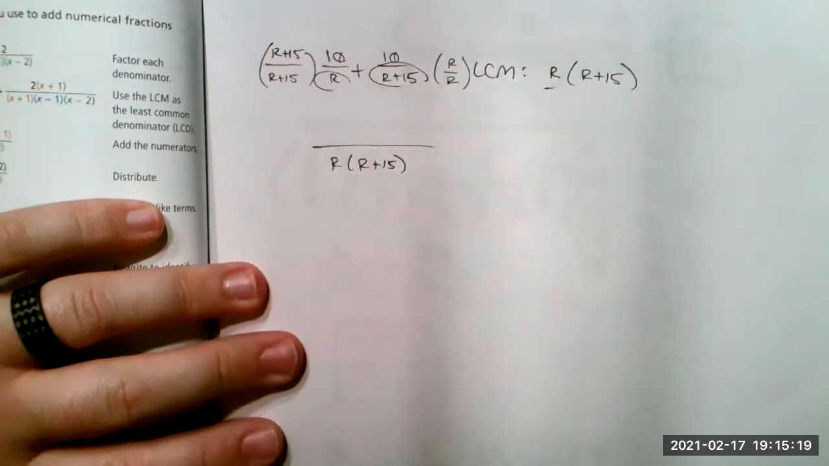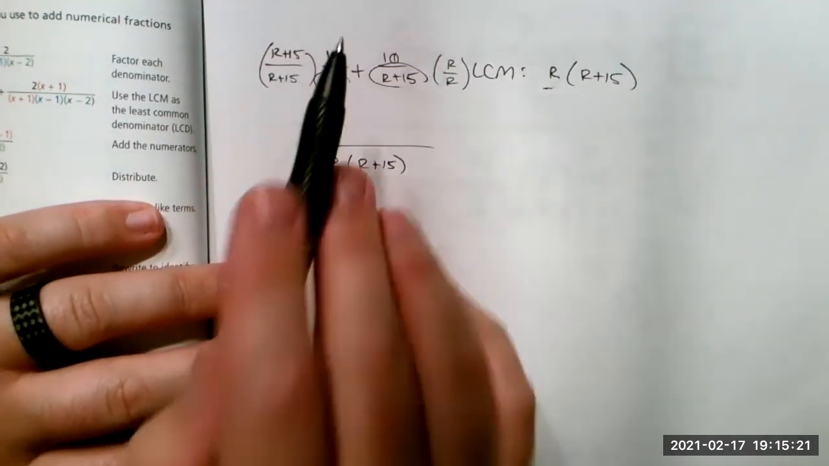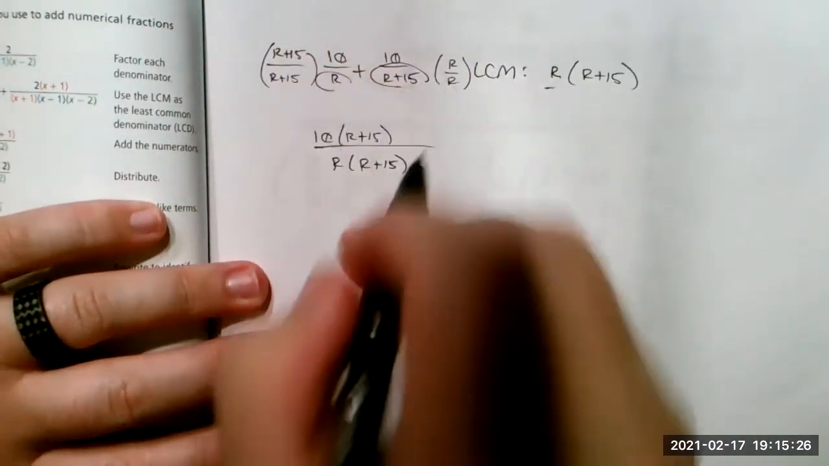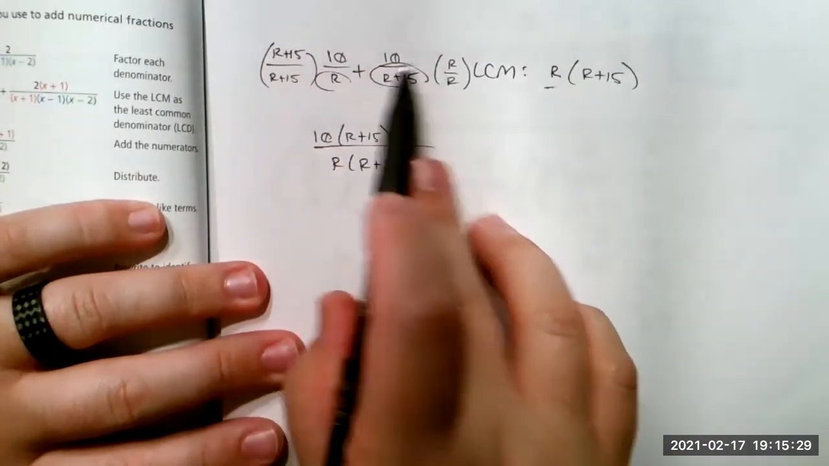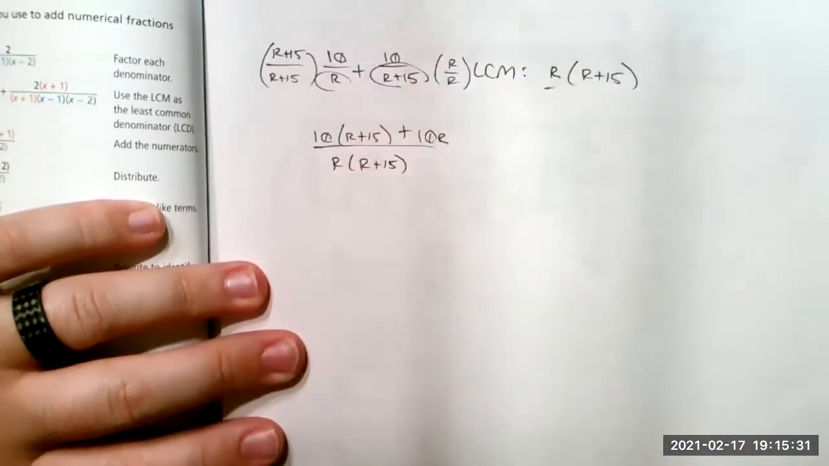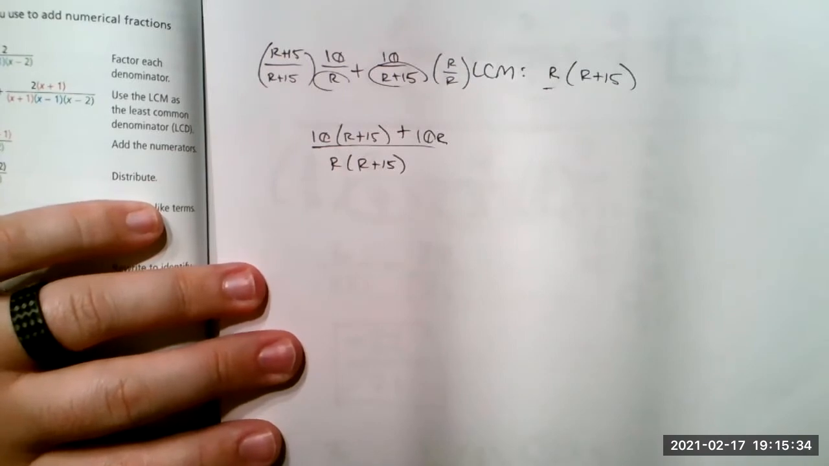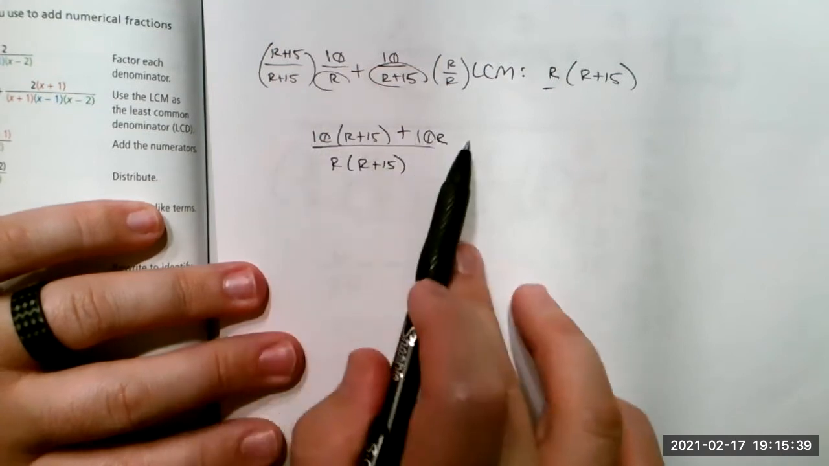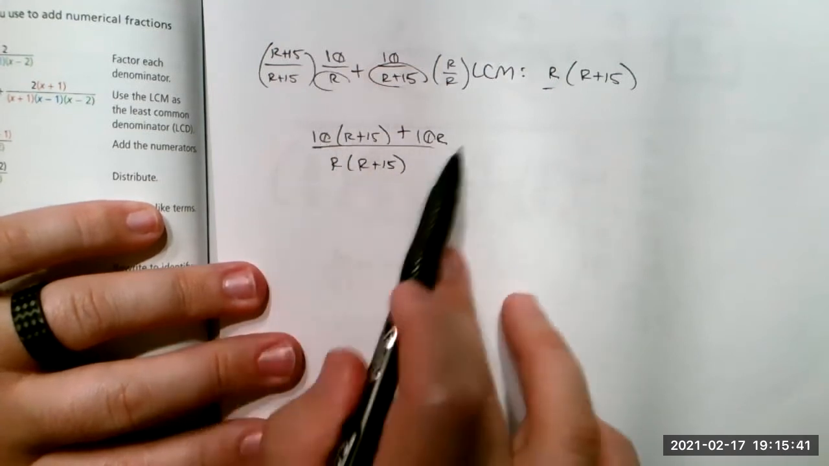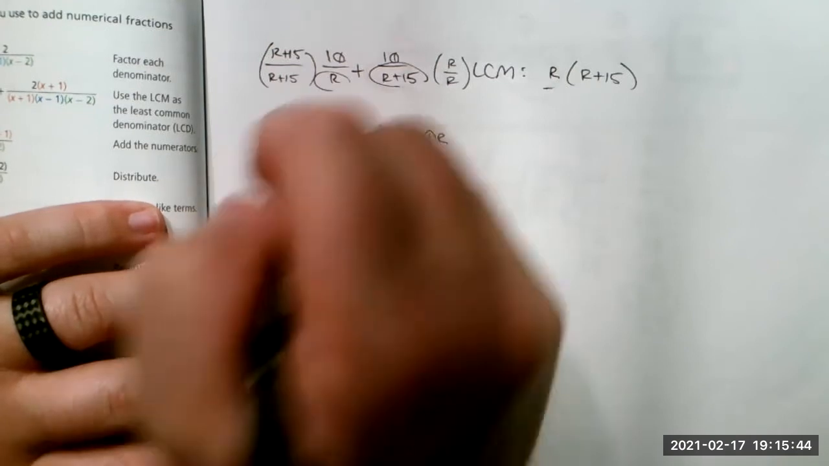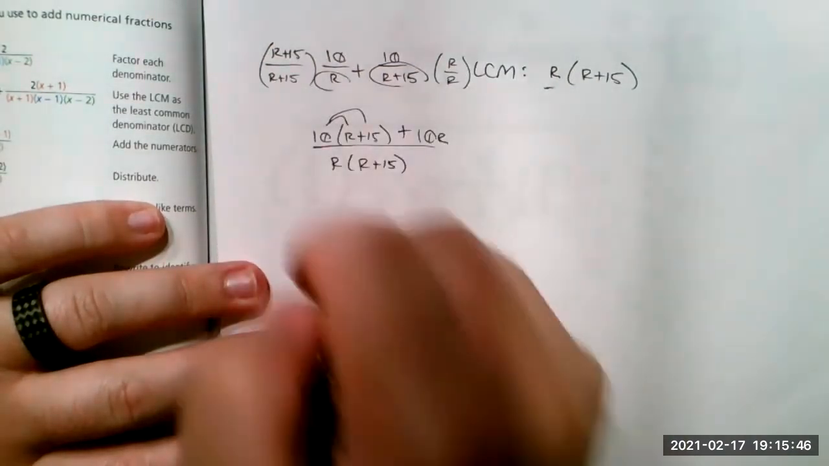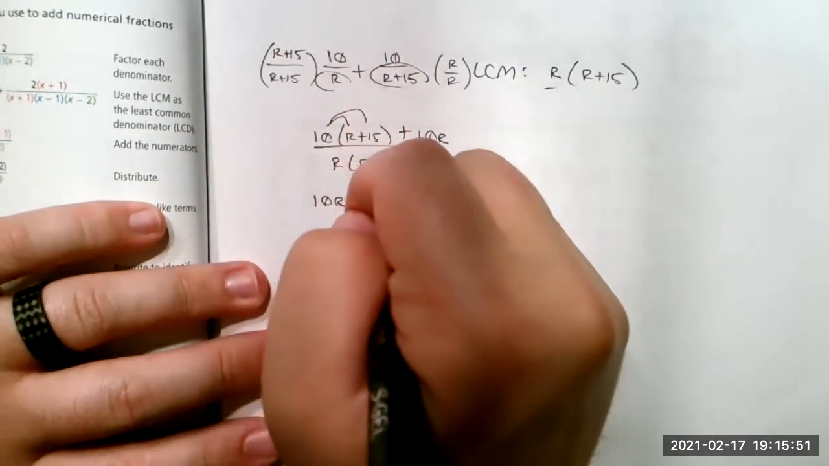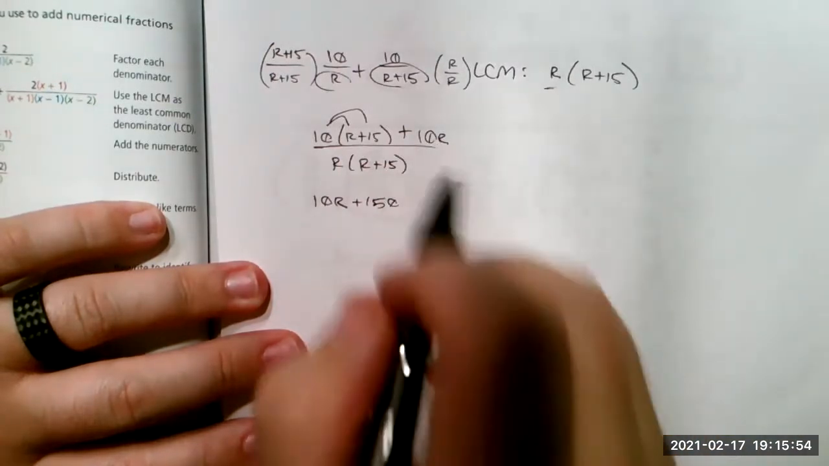So across this entire numerator, we'll have r plus 15 times 10. And then plus, because I'm adding these two fractions, 10 times r. So I'll just write that as 10r. And then remember at this point, you're going to leave the denominator alone. The only thing you're multiplying out, adding like terms, is just with the numerator. So I'll go ahead and distribute that 10. So 10 times r is 10r. 10 times 15 is 150. And then I've got the 10r over here on the right.